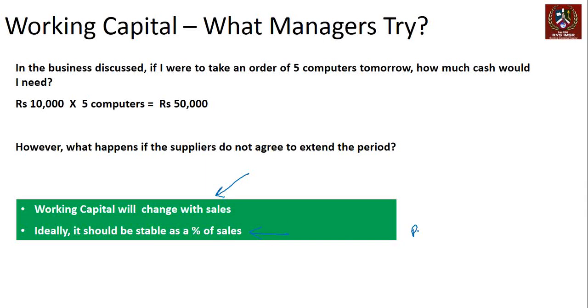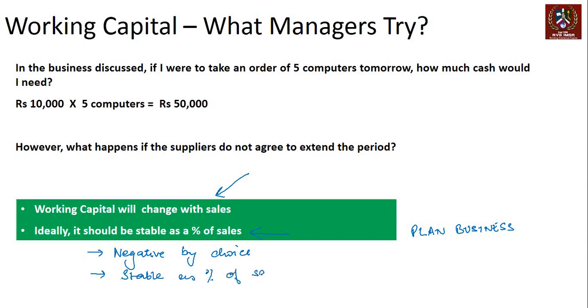Why? Is because then you can plan the business. You can plan accordingly how much money you have to fund and keep necessary funds at your disposal when business is increasing. If you can plan, you can manage it. If you can't plan, management becomes difficult and tricky. We'll look at more examples of when plans don't work. But ideally, the pecking order is ideally you want negative and negative by choice, right? Then, if not negative, you want stable as percentage of sales.